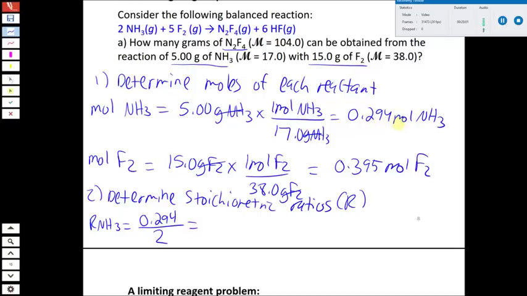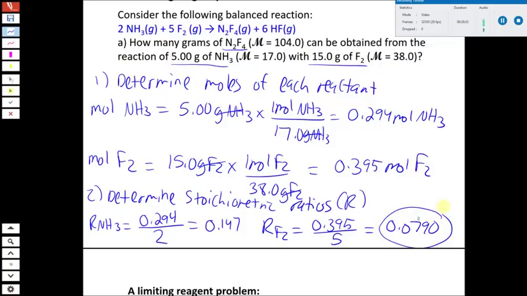So 0.294 was the number of moles. 2 is the coefficient up here in the balanced equation. And we get 0.147. And we do the same thing for fluorine F2. The number of moles for fluorine we determined was 0.395. And we divide that by its coefficient, which is a 5 in the balanced chemical equation. And we get 0.0790. And then the smaller of those two is going to be the one that's the limiting reactant. And it's very obviously going to be this one here, which is smaller of the two stoichiometric ratios.